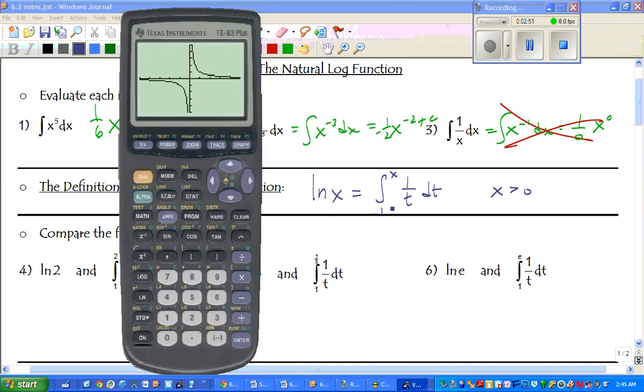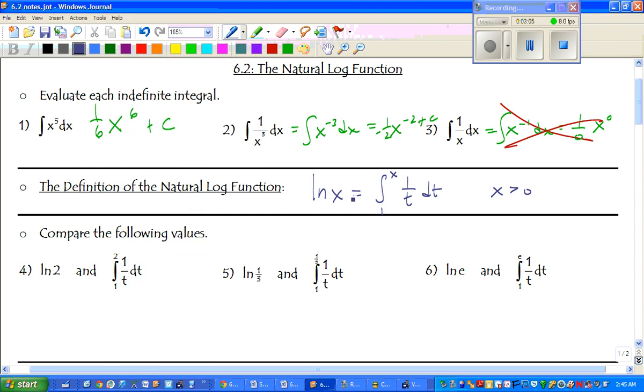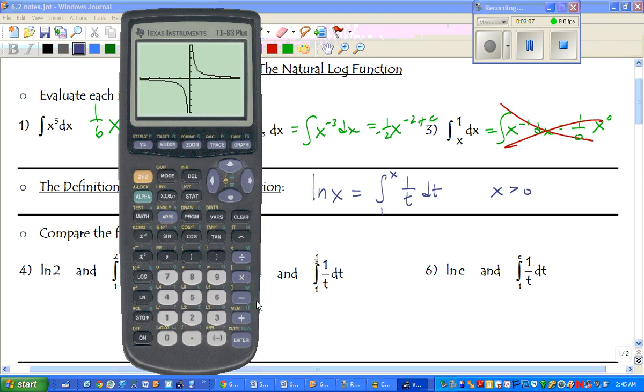Let's take a look at a graph. This is the graph of 1 over t, and if we're taking the definite integral from 1 to x, that means we're finding the area under the curve from 1 to whatever x value we choose, and that's going to give us the natural log of x.